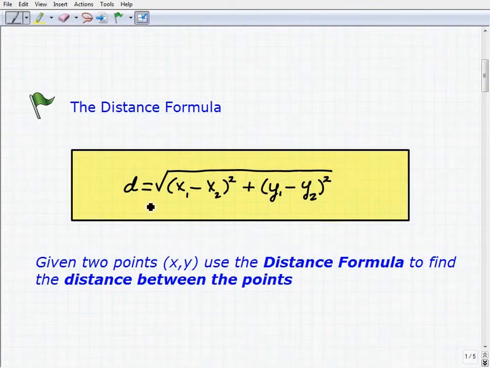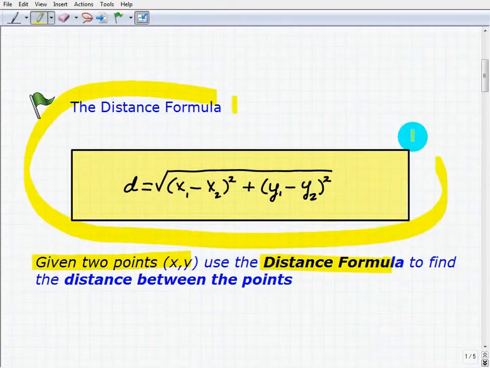So d, the distance, equals the square root of (x1 minus x2) squared, plus (y1 minus y2) squared. We'll talk about what these x1s and x2s are. If you're a little intimidated, just relax. It's pretty easy. The distance formula essentially states that if we're given 2 points, x, y, and we want to find the distance between them, we can use the distance formula. And this right here is the distance formula.